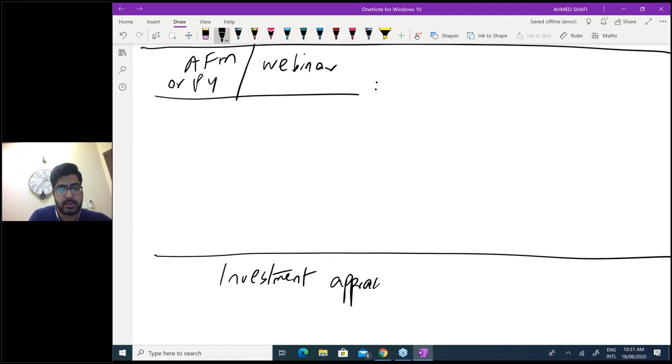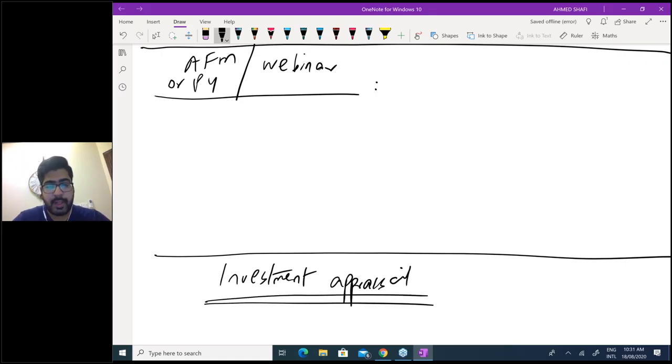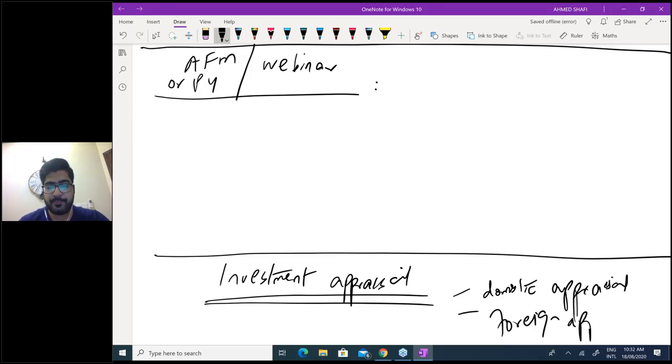for investment appraisal, basically we have to see two things. One is called domestic appraisal, and one is called foreign or overseas appraisal.